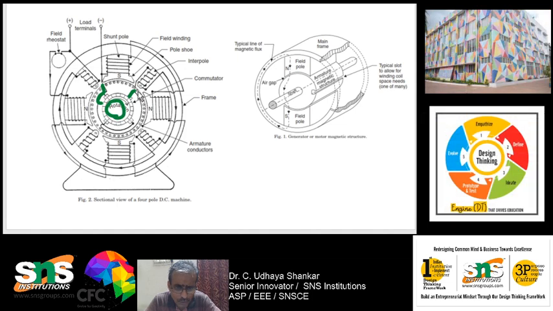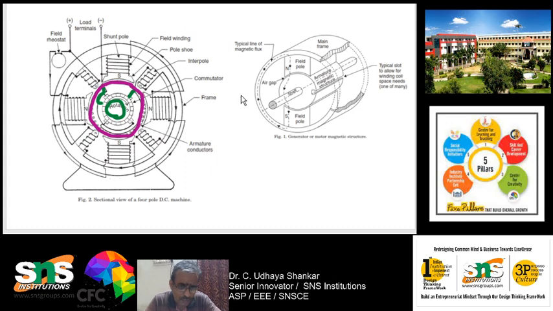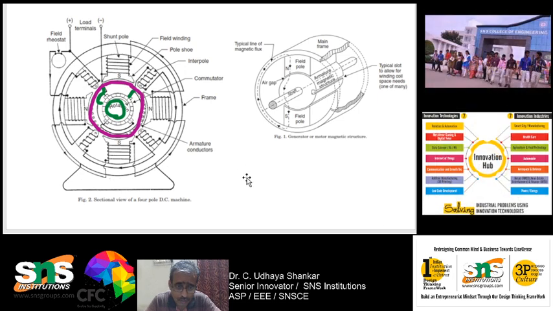So this is your armature. I will draw here, in violet. The violet color is the armature conductor, and this green color is your commutator. The commutator is at the center of the machine.